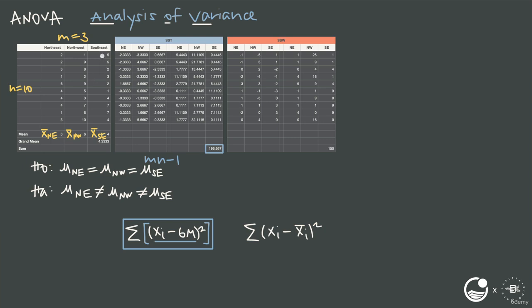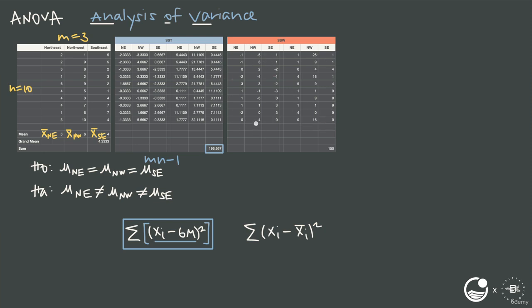If we take the last value in the southeast sample, the 4 at the bottom of the southeast column, we subtract its own mean. The mean for the southeast is 4. So we take 4 minus 4, and we get a difference of 0. We square that value, and we still get 0. We see those two zeros recorded at the bottom of the southeast column. These are the differences, and these are the squared values.